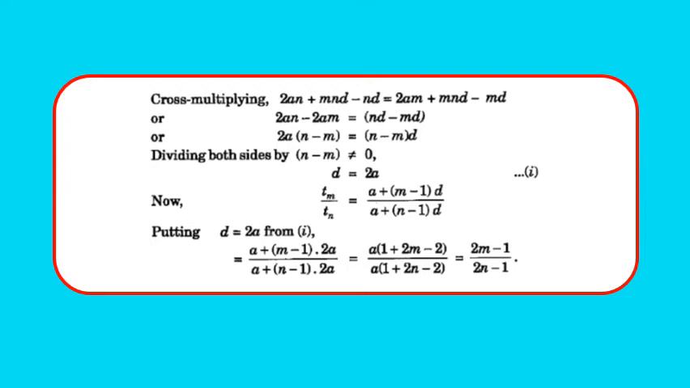So the mth term upon the nth term equals what? (a plus (m minus 1)d) upon (a plus (n minus 1) into d). So using d equals 2a, we get (a plus (m minus 1) into 2a) upon (a plus (n minus 1) into 2a). On simplifying we will get (2m minus 1) upon (2n minus 1), that is, the ratio of their mth and nth term will be equal to 2m minus 1 ratio 2n minus 1. Okay, so pause and note down the solution.